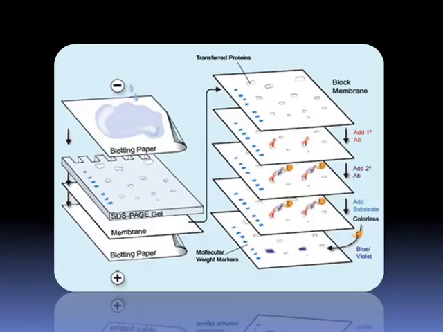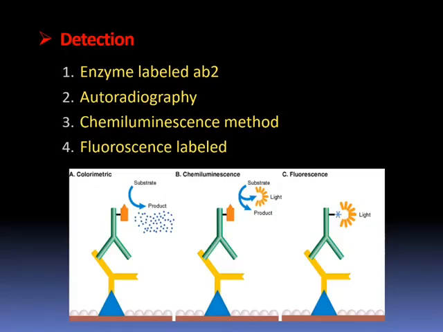So the same blotting paper, from SDS-PAGE, the membrane is transferred to the blotting paper, and after this comes the addition of the primary antibody, then the addition of the secondary antibody, and in between there are washes. The labeled secondary is added, and then by adding the compound, visual detection happens automatically.